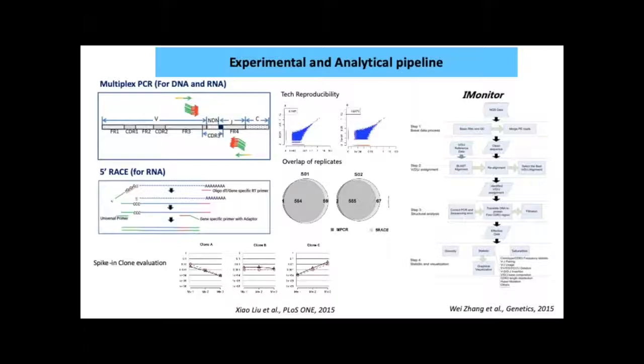We did a lot, and we don't do much with 5' RACE, but this is just for comparison with the development of the multiplex PCR amplification. We can see the replication is very good. Besides the experimental pipelines, we also developed an analytical pipeline called iMonitor. It was published in 2015, and has become one of the most widely used software tools in TCR and BCR repertoire analysis.